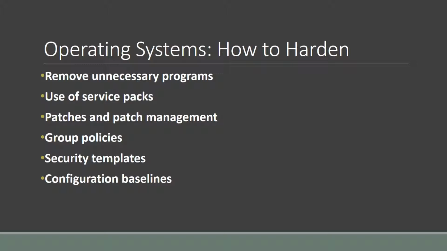How to harden operating systems. There are six important steps that you need to know in order to harden an operating system. First, remove unnecessary programs. It helps to remove unnecessary programs because it limits the number of ways a hacker could get into that certain program.